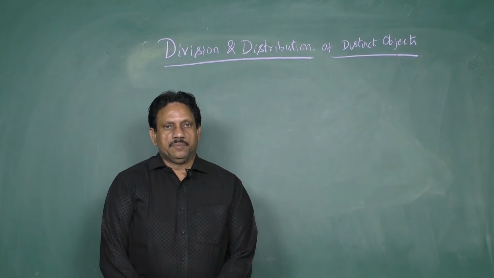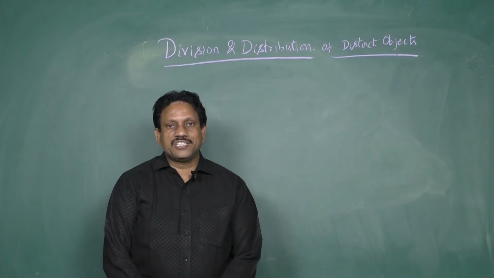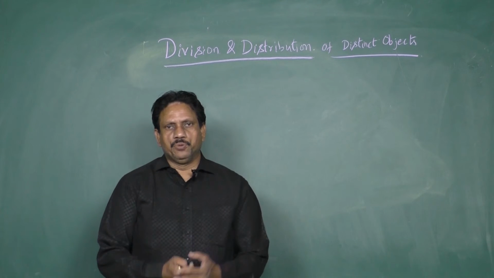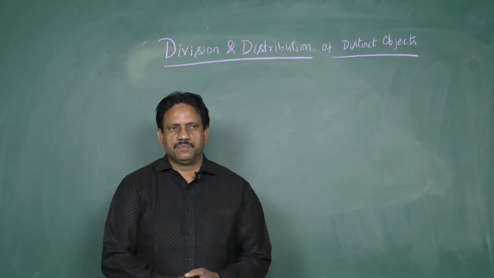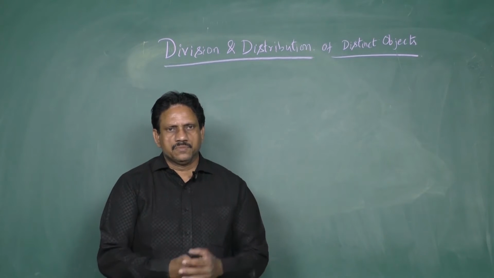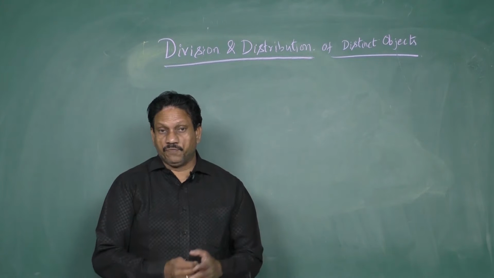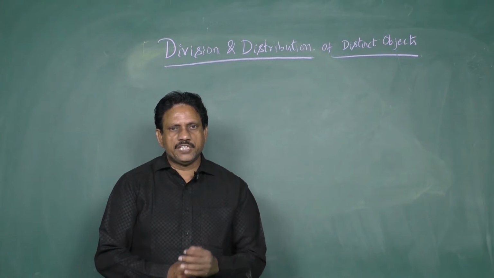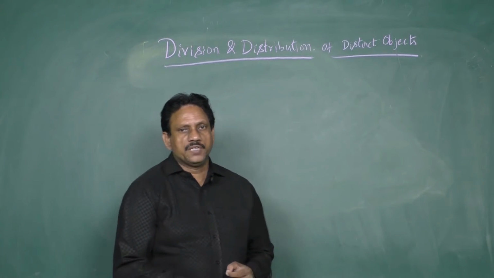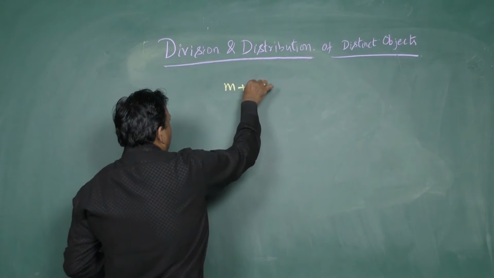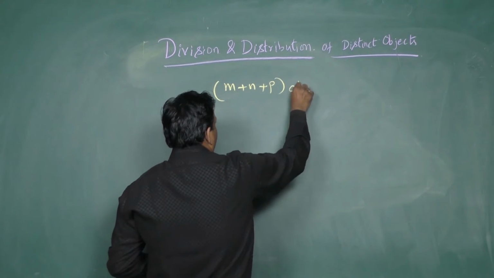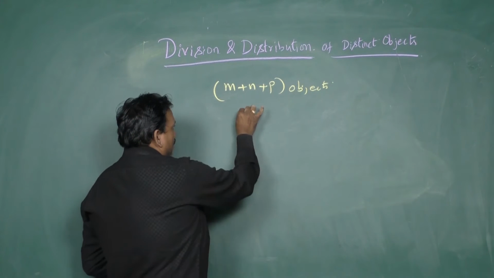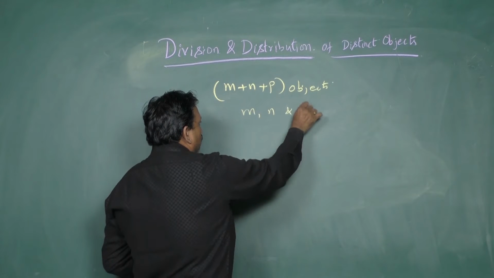Another concept: division and distribution of distinct objects. So we want to divide and distribute some gifts, some articles, some things we have to distribute after dividing. So we'll take one example to discuss this point. Division and distribution of distinct objects of m plus n plus p objects into three groups of sizes m, n and p.